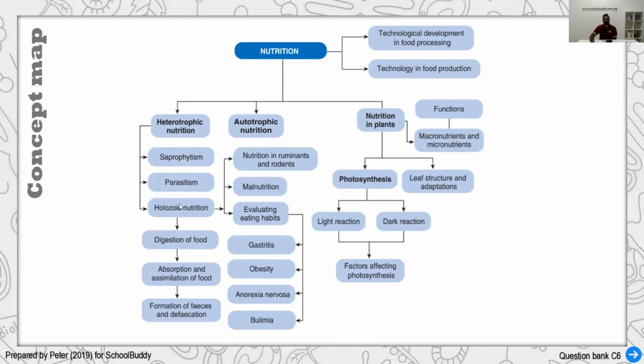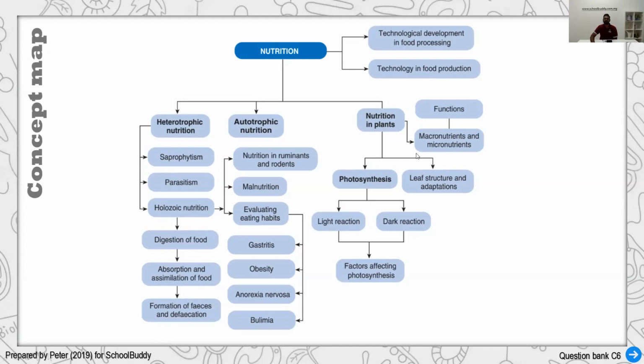In the case of holozoic nutrition, they can digest and absorb the food, like most humans and animals. So we learned about digestion. We see how the food is digested into simple products, absorbed and used by the body. And finally, if the food is not required, we have a process called defecation, removing it by producing feces.